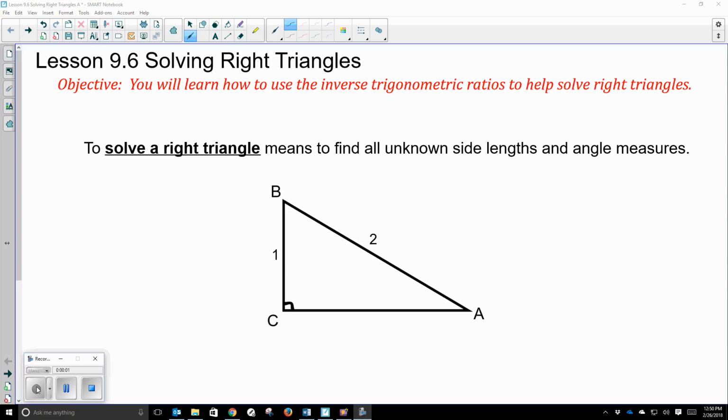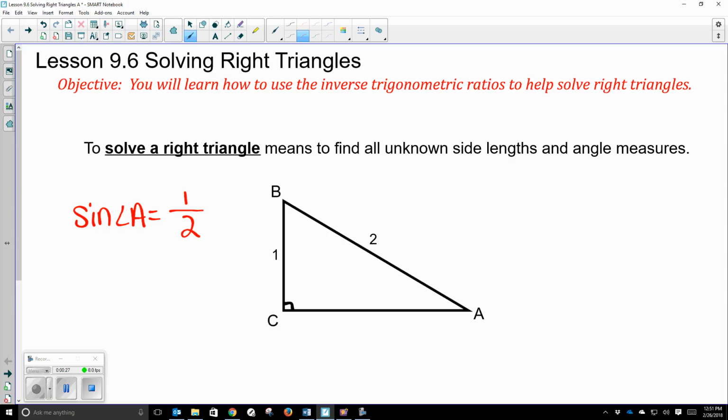So to find the measure of angle A, if we're only given two sides, in this particular problem we would have to use sine. Sine of angle A is equal to opposite over hypotenuse. So in this equation, we have to isolate the variable, which is angle A.